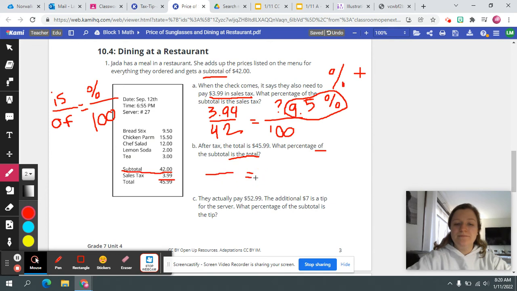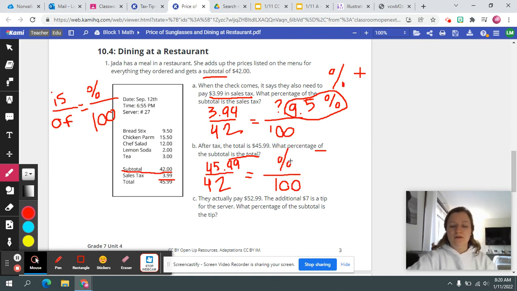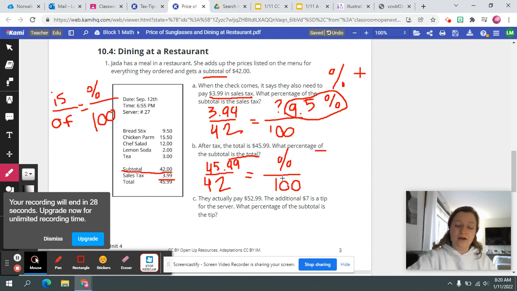So here's my proportion. Of, that goes on the bottom, so the subtotal is on the bottom again. Is the total, so $45.99, it's right over here. My 100 goes on the bottom, and we're still trying to find what the percentage is. Don't know this part. Same thing, cross multiply and divide. Now, notice that the $45.99 is larger than the 42 because that's after a percent increase. So our percentage should be greater than 100. So I'm going to do the cross multiplying and dividing here.